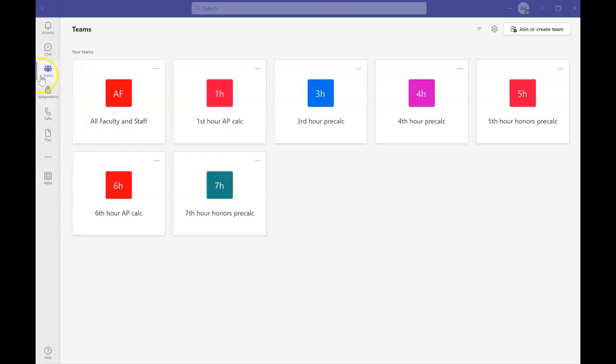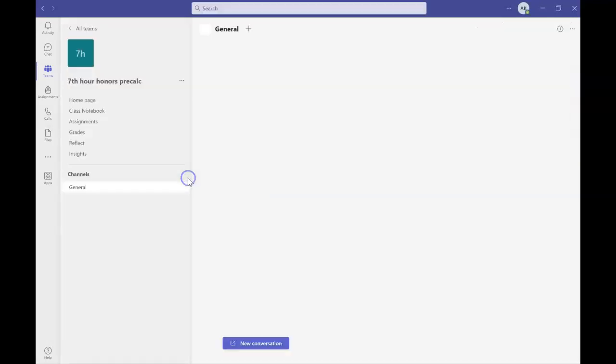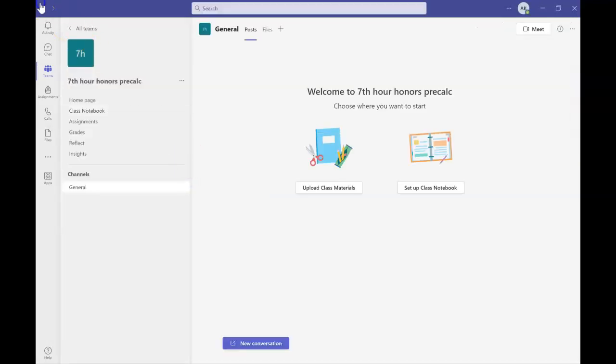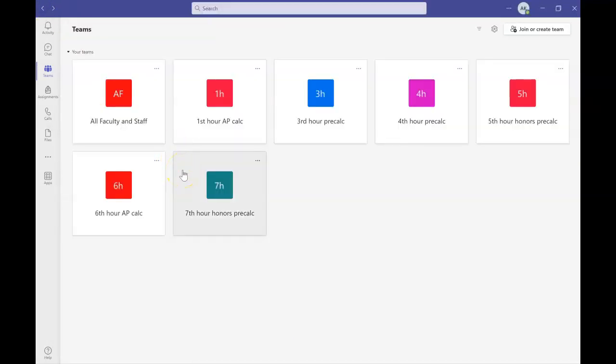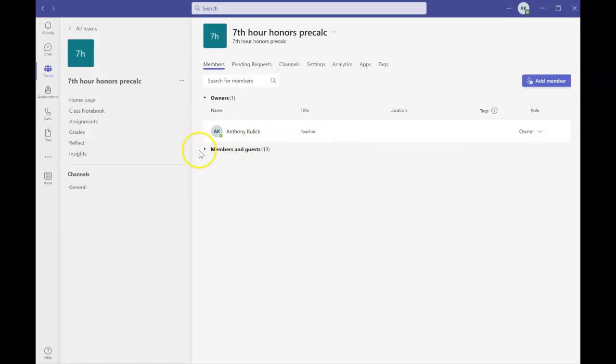When you log into Microsoft Teams, you should see a tile for 7th hour pre-calc. Go ahead and click that. Actually, before that, does anybody not see the 7th hour pre-calc tile? Boy, oh boy, I did a bad job here. All right, let's see here.